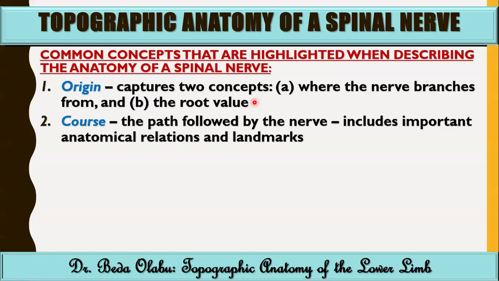After talking about the origin of a nerve, then we talk about the course of a nerve. We want to know where the nerve passes in the body.